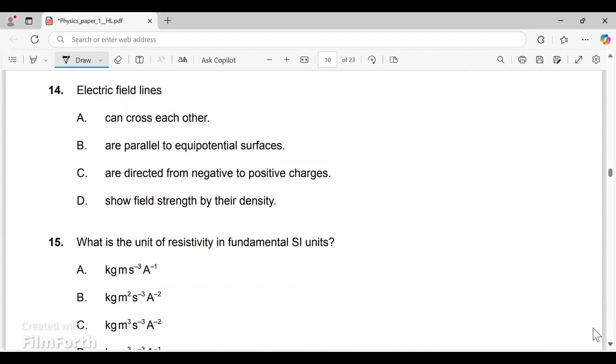Electric field lines: can they cross each other? No. They are parallel to equipotential surfaces, are directed from negative to positive charge, and show field strength by this one.